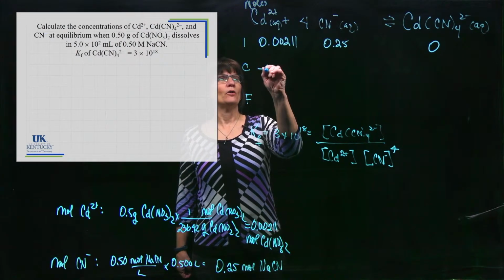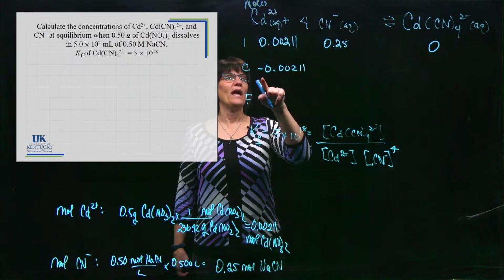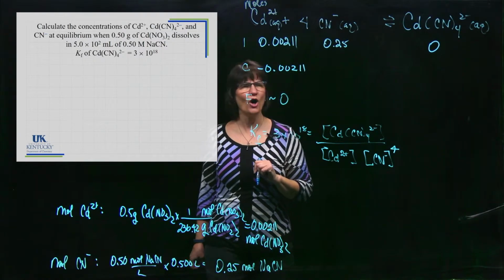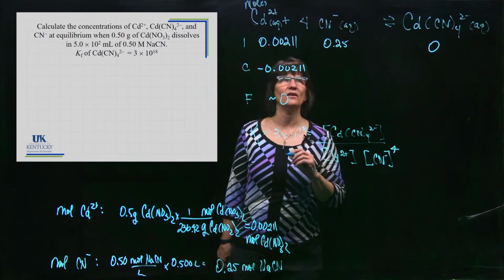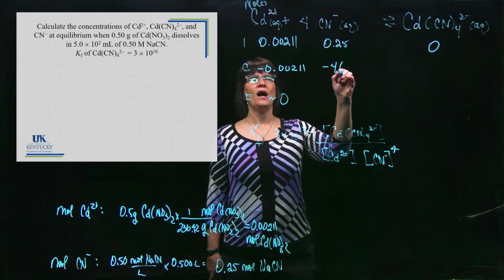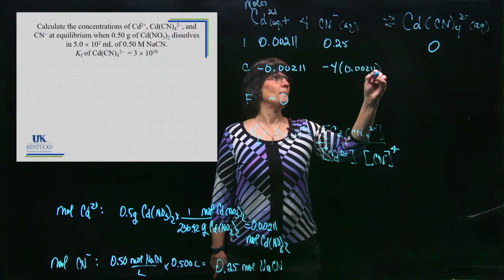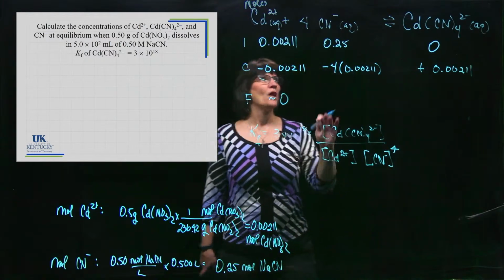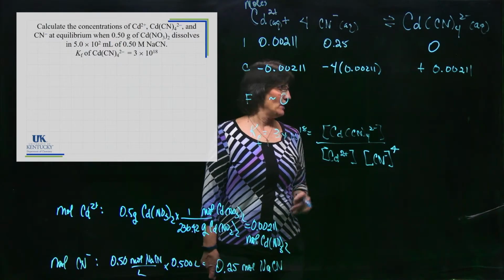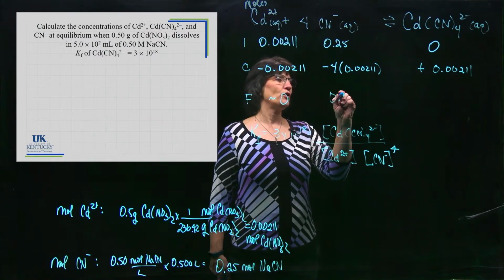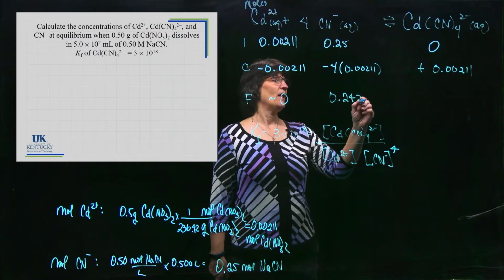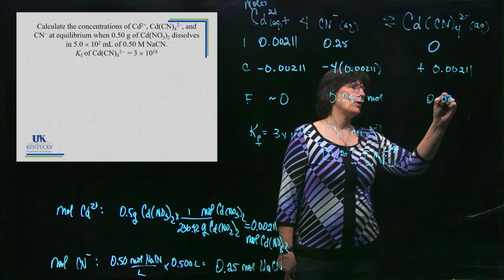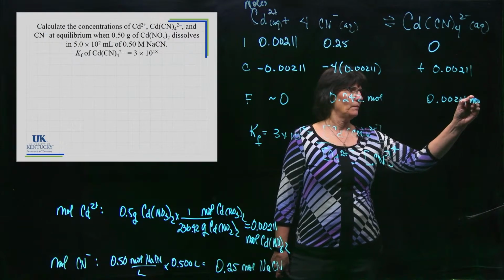We react the smaller. So if I react all of this, I'm left with 0. And we know that it's close to 0. It's almost 0, and we'll see that it's not exactly 0. Then I want to subtract 4 times the 0.00211, and I'm going to produce 0.00211. So 0.25 minus this number is 0.242. I'm going to carry an extra sig fig. That's moles of this guy. Okay, and then this is obviously going to be 0.00211, and this is moles.